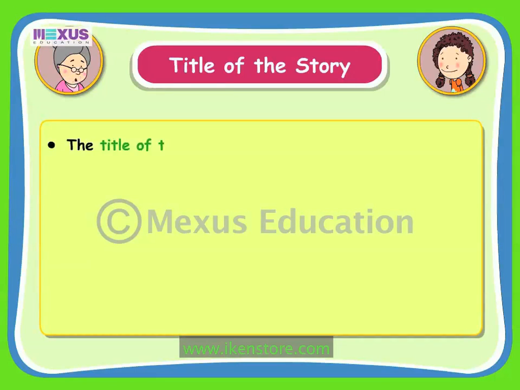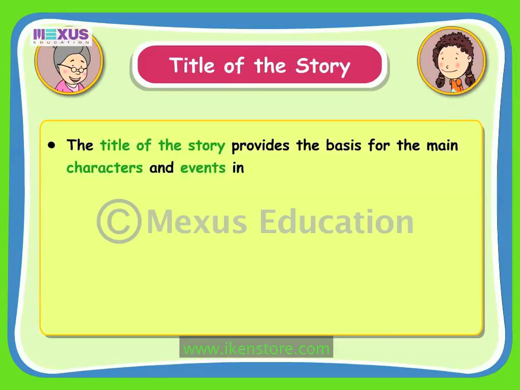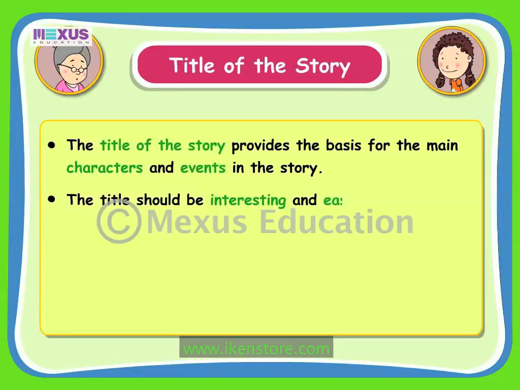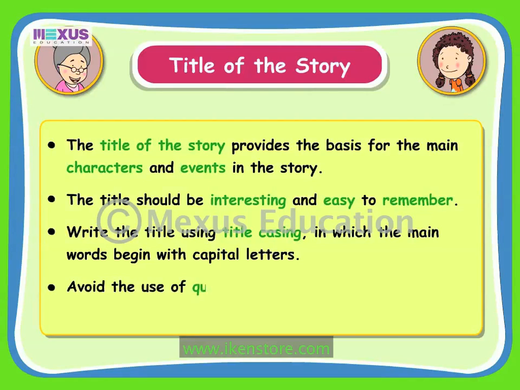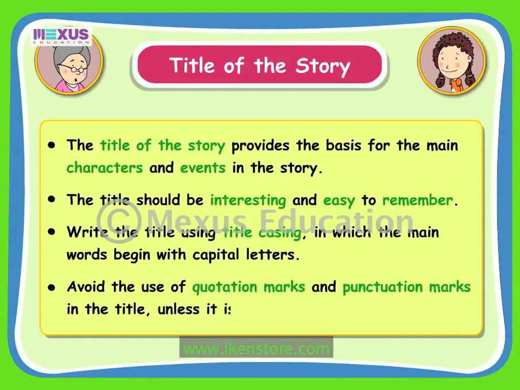The title of the story provides the basis for the main characters and events in the story. The title should be interesting and easy to remember. Write the title using title casing in which the main words begin with capital letters. Avoid the use of quotation marks and punctuation marks in the title unless it is a sentence. The title that Zizi has received is Time and Love.